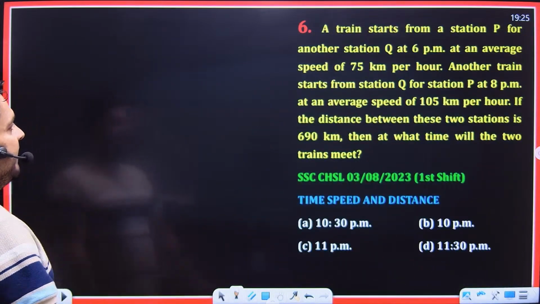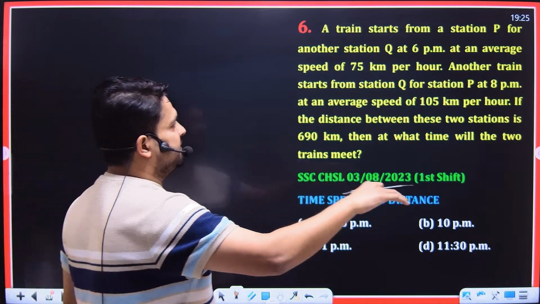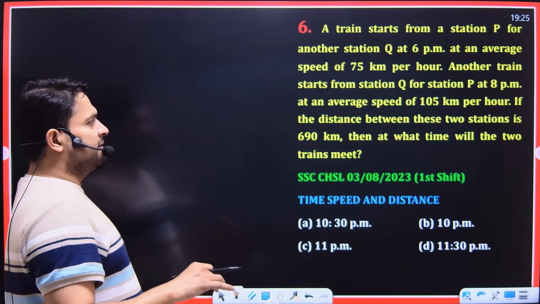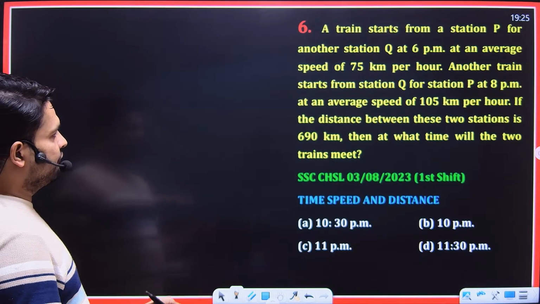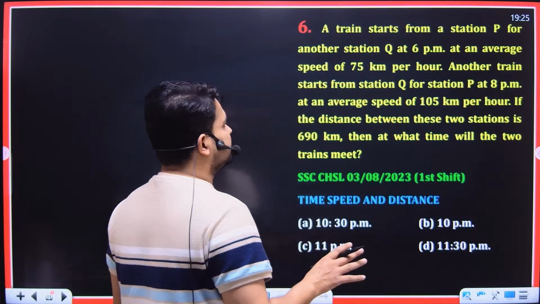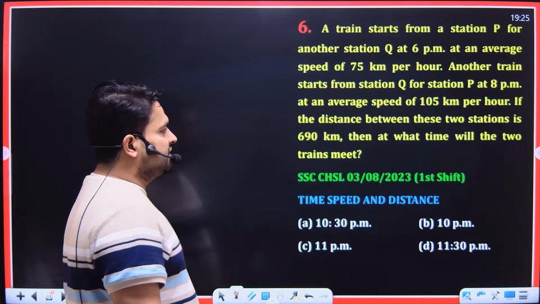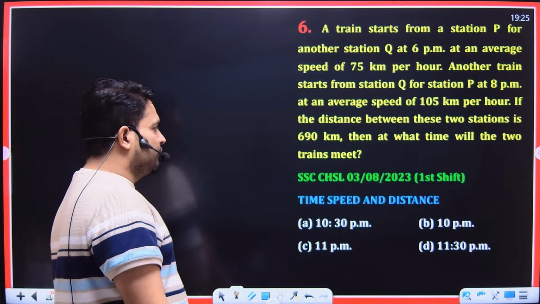A train starts from a station P for another station Q at 6 p.m. at an average speed of 75 km per hour. Another train starts from station Q for station P at 8 p.m. at an average speed of 105 km per hour. If the distance between these two stations is 690 km, then at what time will the two trains meet?